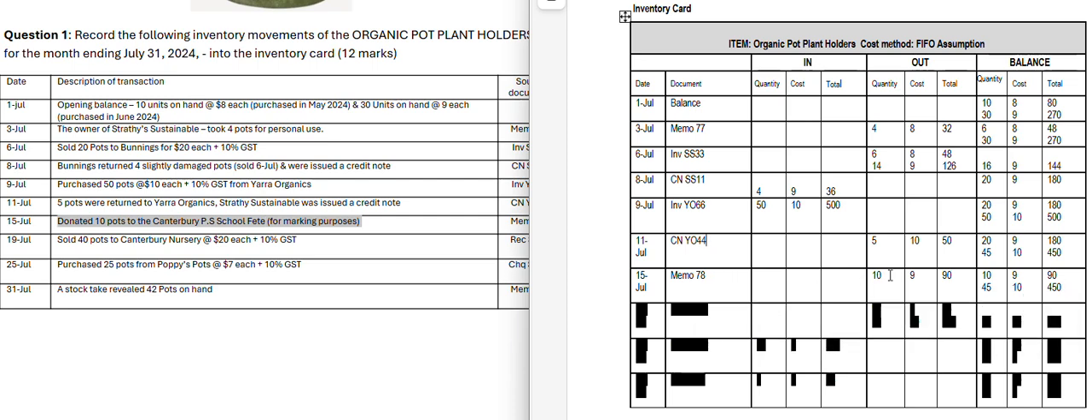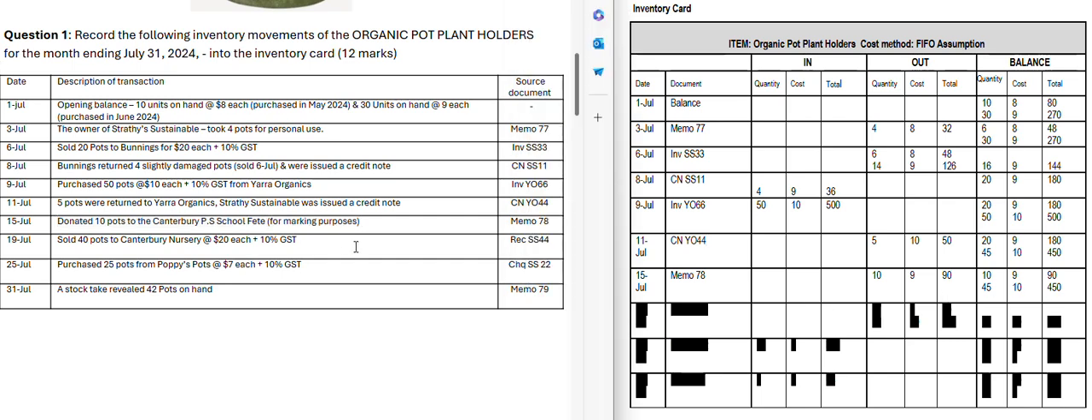All right, so 10 times 9 equals 90. So we had 20 of the old minus the 10 that we donated gives us 10 left, and we still list those 45 from the new pile. All right, then on the 19th we sold 40 units to Canterbury Nursery. Again, have a look at this transaction here in terms of the values.